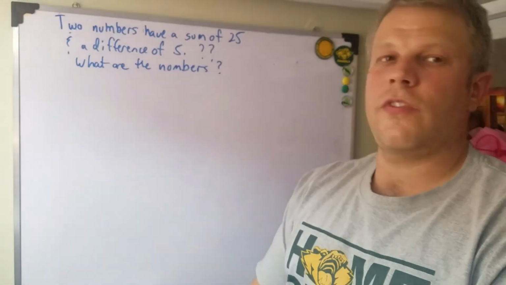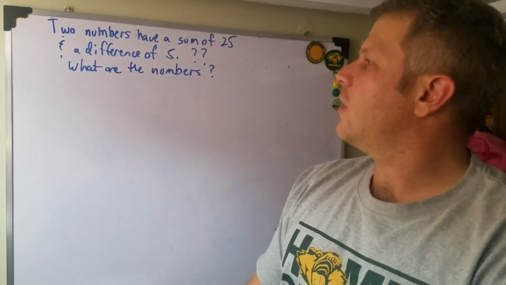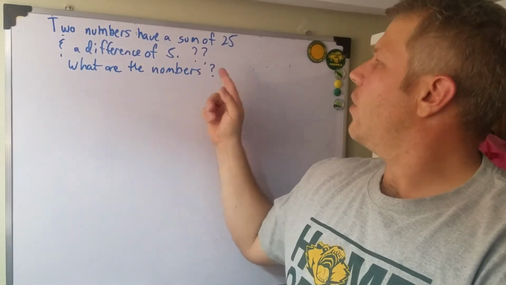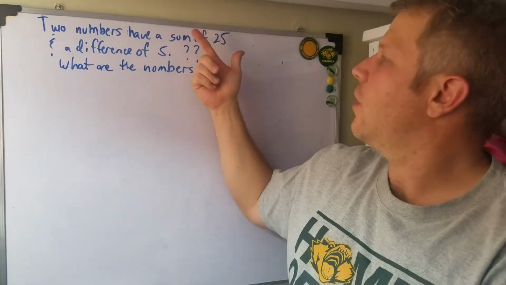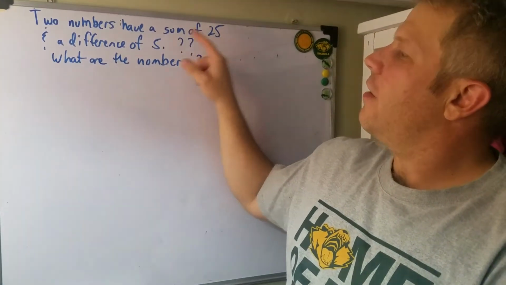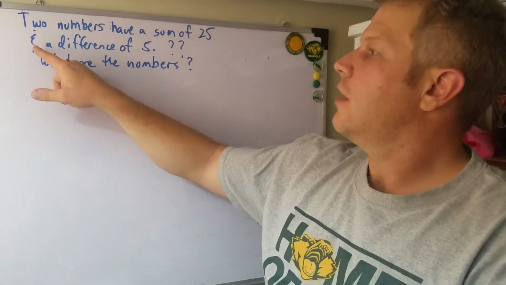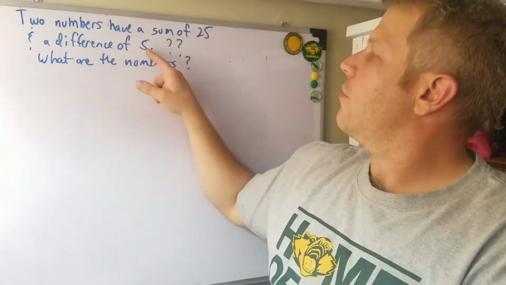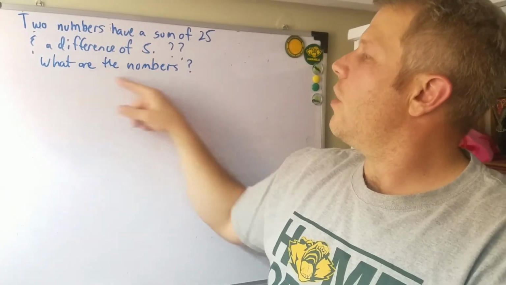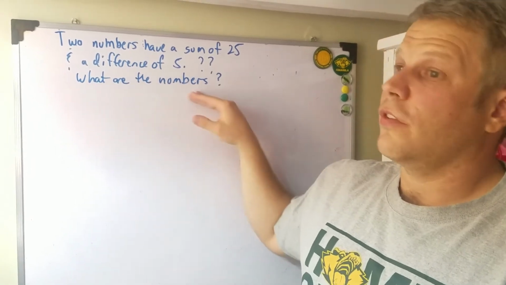When we're using systems of equations, we're always going to have two equations from that. So the question says two numbers have a sum. We know what sum means. So if we add the numbers together, it gives us a sum of 25 and a difference. Difference is subtract. So if we subtract the smaller value from the larger value, we get a difference of 5. So what are the two numbers? So our variables are, well, what are the two numbers?